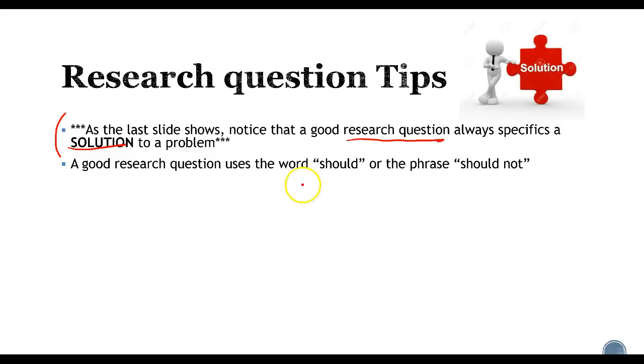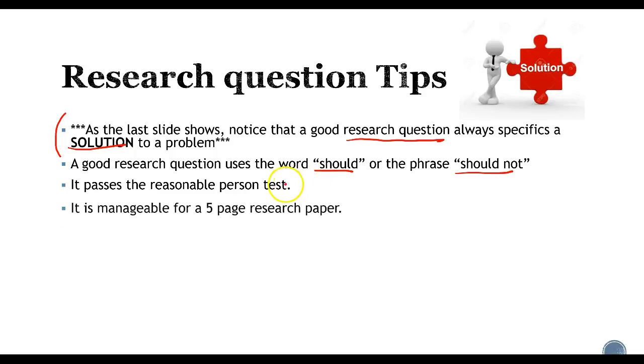A good research question, as I mentioned in the last lesson, always uses the word should or the phrase should not. And it passes the reasonable person test. A reasonable person could say yes, self-driving cars should be made. A reasonable person could say no, they should not be made. And it's manageable for a 5-page paper. It's not too big of a topic, I don't think.